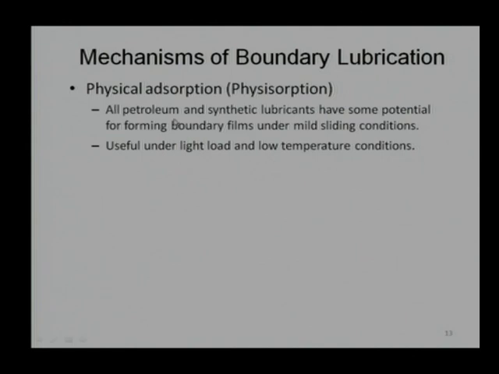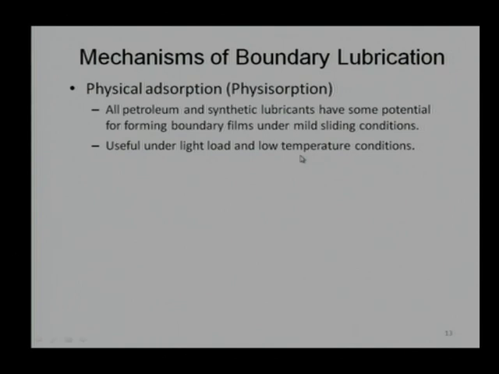It happens in almost all kinds of mineral oils which have some sort of boundary additives, and it is particularly important under mild sliding conditions. But we say mild sliding conditions because under a high sliding condition, high shear stress will be generated and will separate the boundary additives from the surface. So this kind of situation will be good if there are mild conditions and low temperature conditions also.